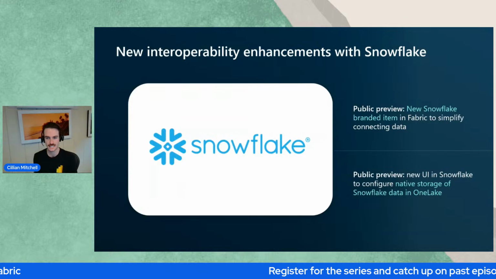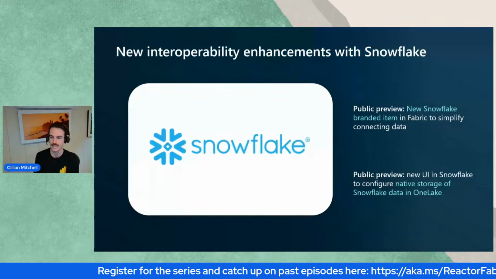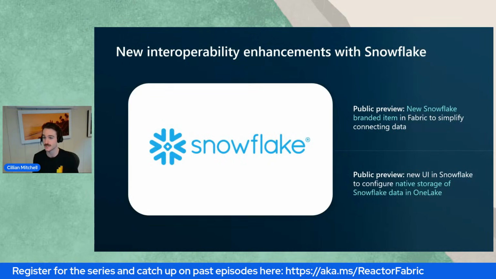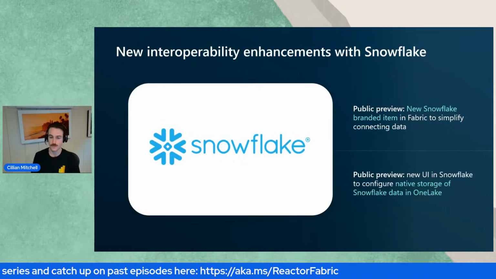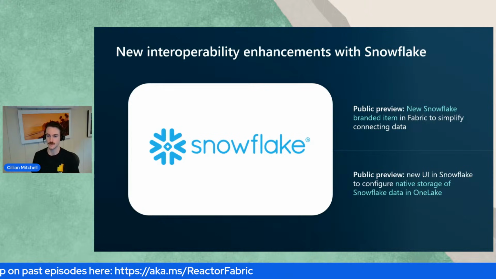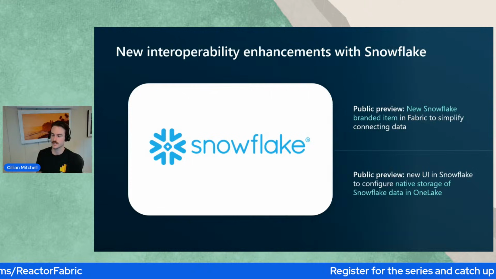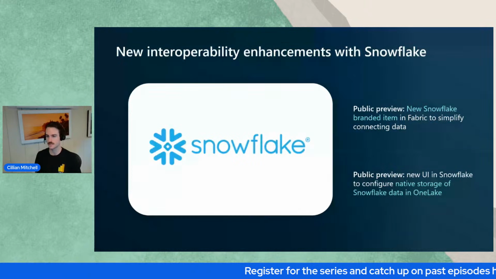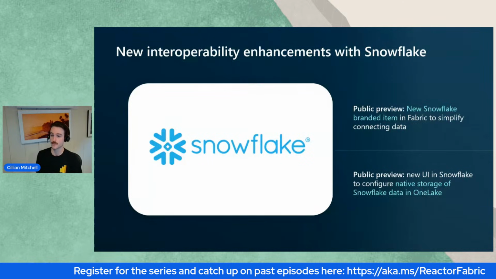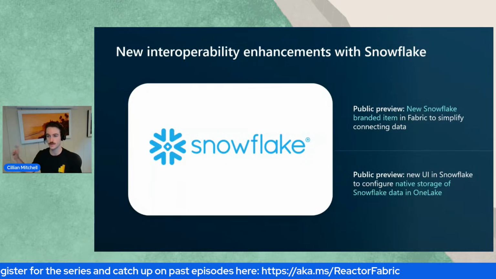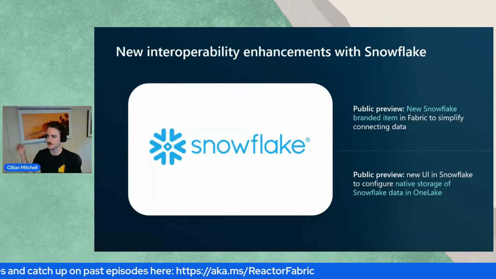Here's a little present. We're actually announcing some new UI in both Fabric and Snowflake that will make the integration much easier to use. In OneLake, we're adding a Snowflake branded item in preview, which will allow you to seamlessly access all your Snowflake data within Fabric without requiring further configuration. And really what that means is if you're working in Fabric, you can now see a Snowflake item there ready to use so you can bring in your Snowflake data to use in Fabric.